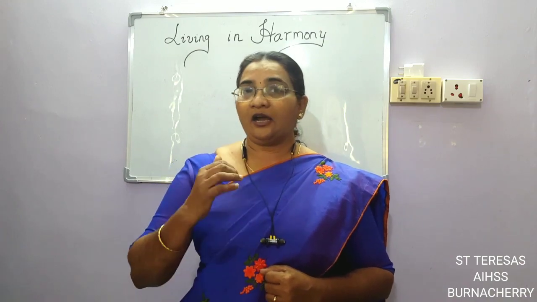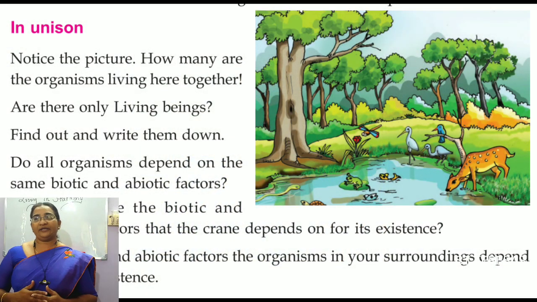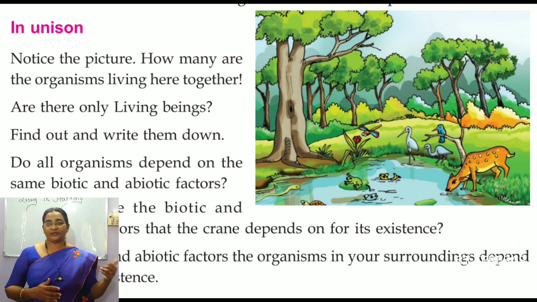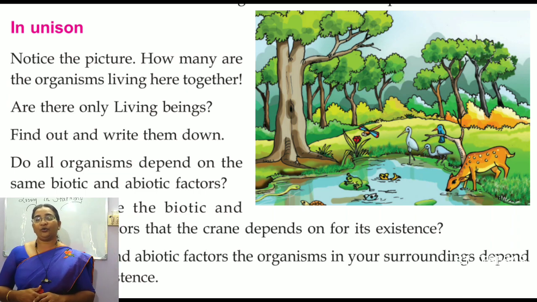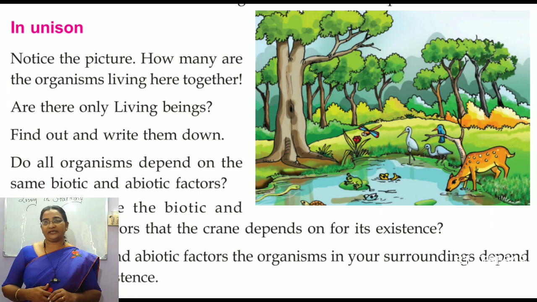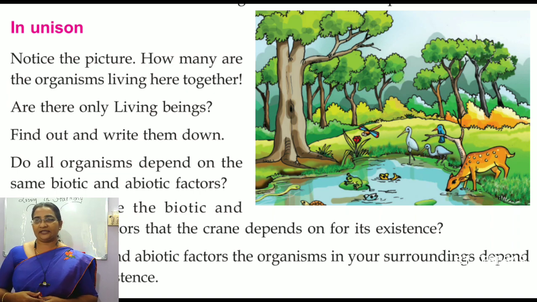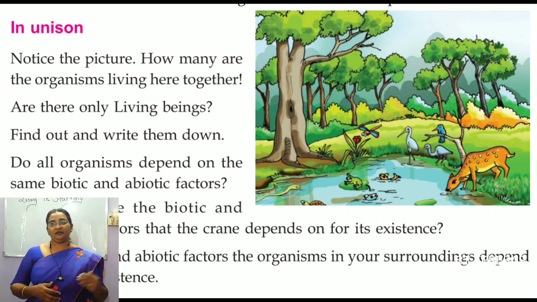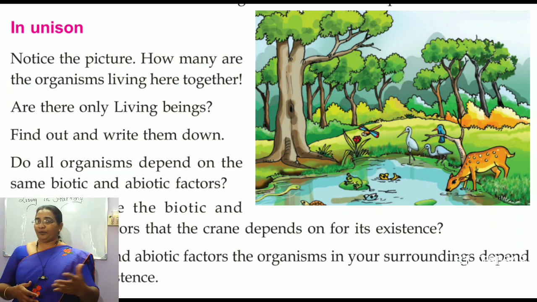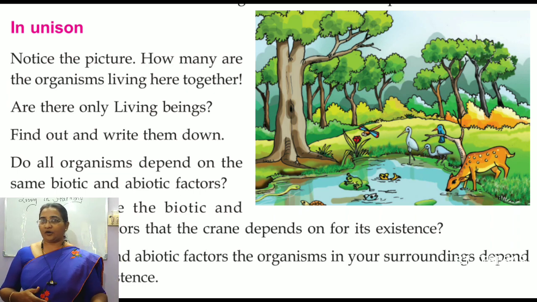Okay. Now after that, we have a picture in the textbook. Look at this picture. The heading is In Unison. What's the meaning of unison? Together, unitedly. So in that picture, we can see a pond is there. Or it can be a small pond or a lake. Okay. Or a river. Imagine. It's a forest. Isn't it? It's a picture of a forest. What all things can we see in that picture?